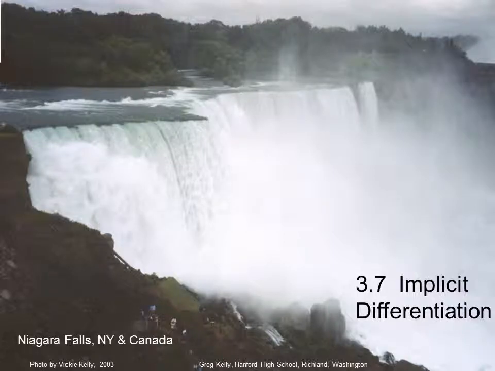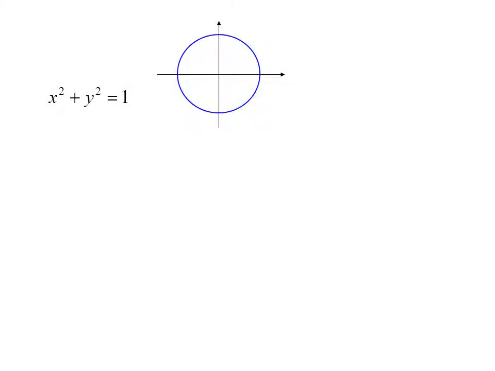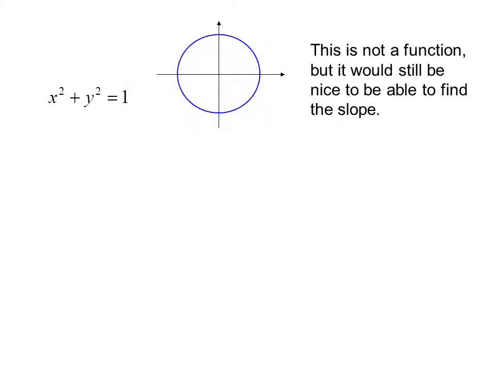Lecture 3.7, Implicit Differentiation. This is, of course, Niagara Falls that straddles the border between New York and Canada. These are the American Falls on the American side. This is not a function, but it would still be nice to be able to find the slope.